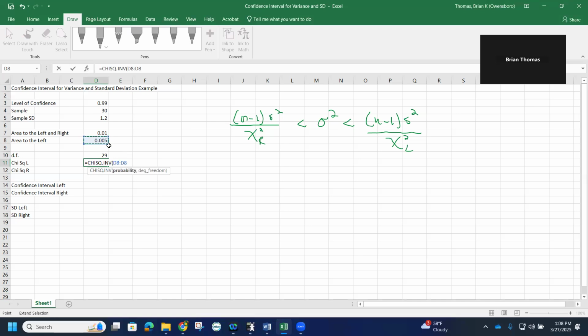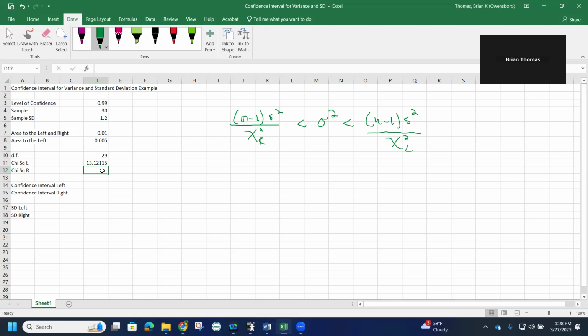And then also it needs, let's try that again. So I need this area to the left. And also I need to know the degrees of freedom. Well, the degrees of freedom would be in this cell here. So notice how I'm creating a formula. So if I enter, that'll give me my chi-squared L.